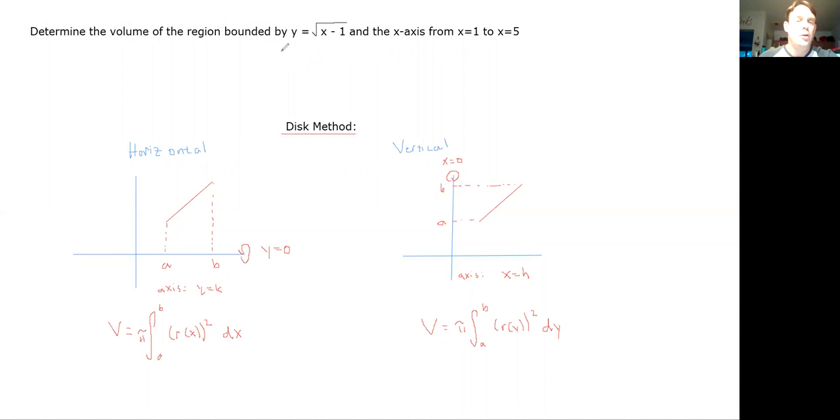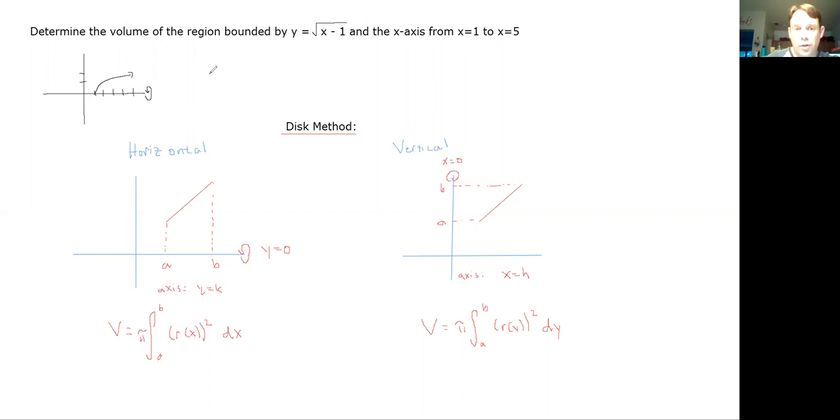I'm not going to draw all these out. I think you guys are going to be able to draw most of them. So we're going to go from 1 to 5: 2, 3, 4, 5. What we're saying is we're going to take the function from 1 to 5 and rotate it around that line, y equals 0, or the x-axis.